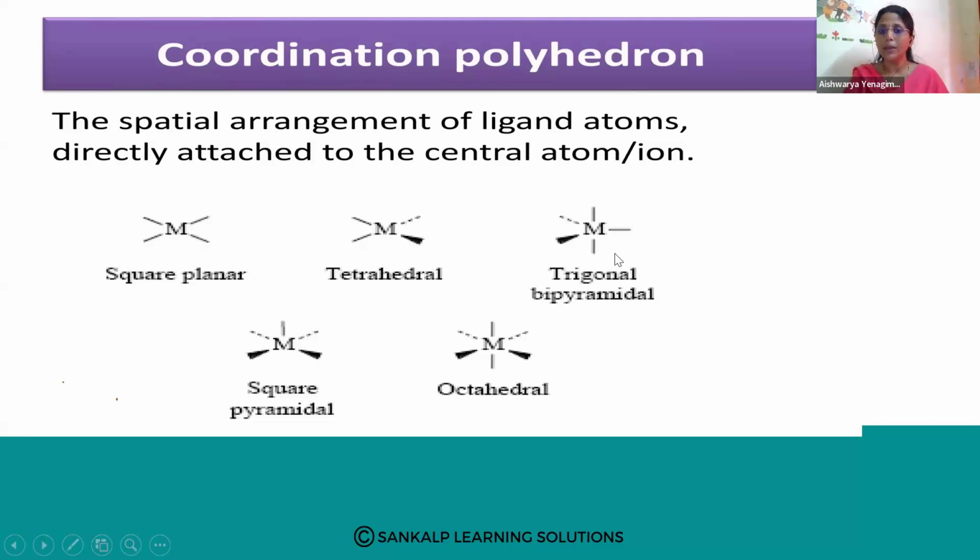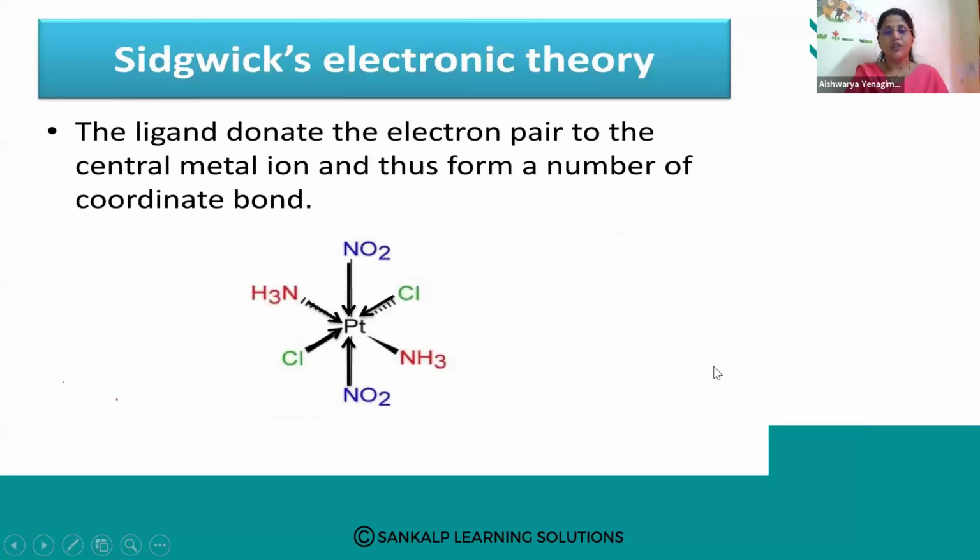Then you have trigonal bipyramidal for coordination number 5, or square pyramidal for coordination number 5. And for 6 it is octahedral. So what are these all called? These are all called coordination polyhedrons. Fine. Then Sidgwick's electronic theory.